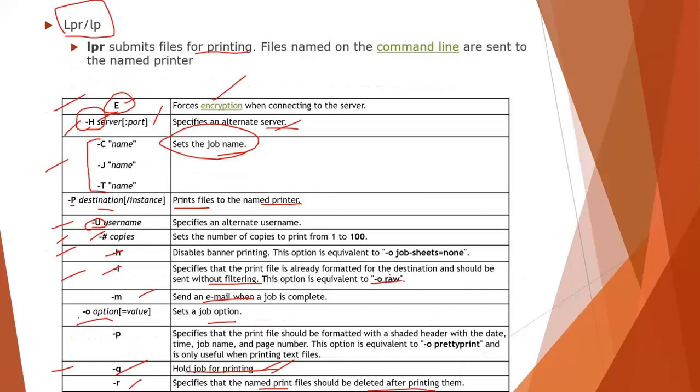In general, we can say the LP command is used for just printing the data onto the printer, which contains server name, port name, a printer name, and username, and how many copies you want. All this information can be specified with the help of options.